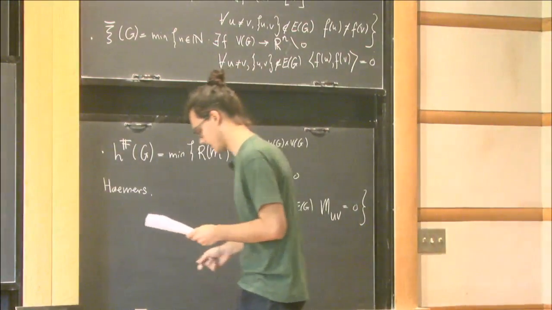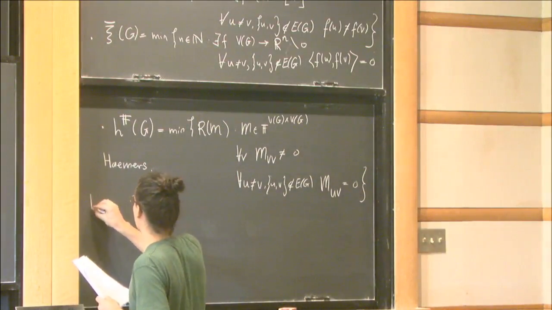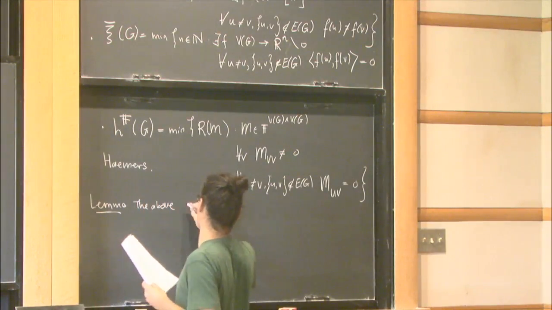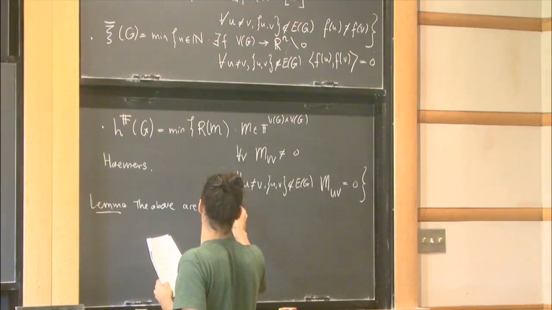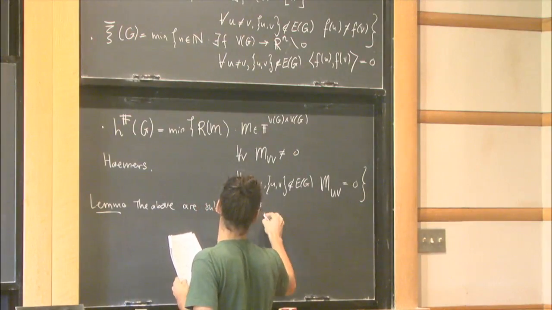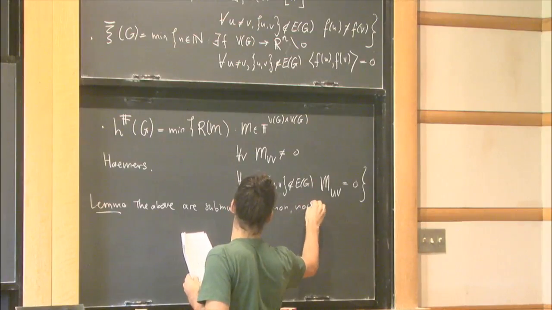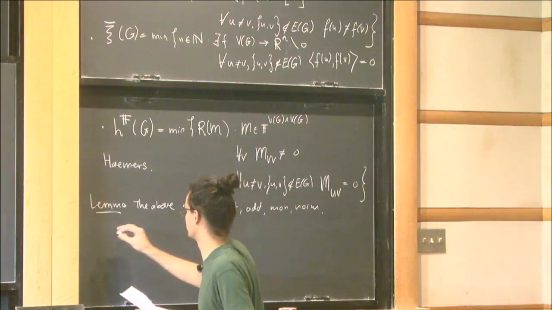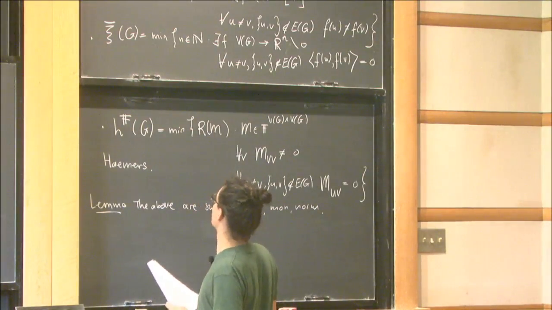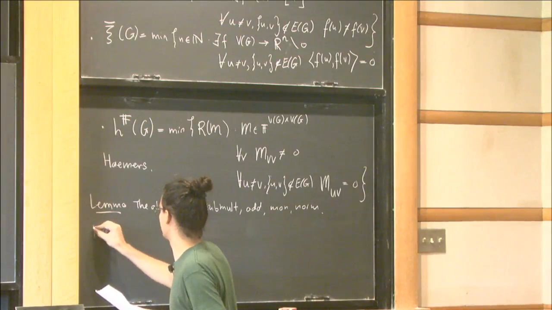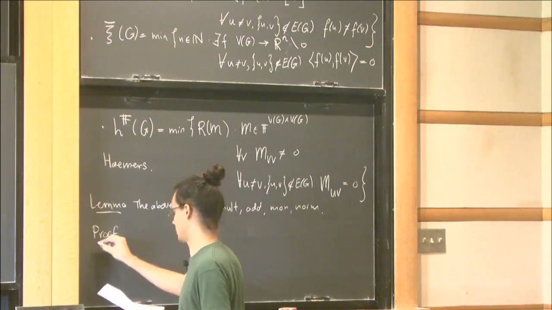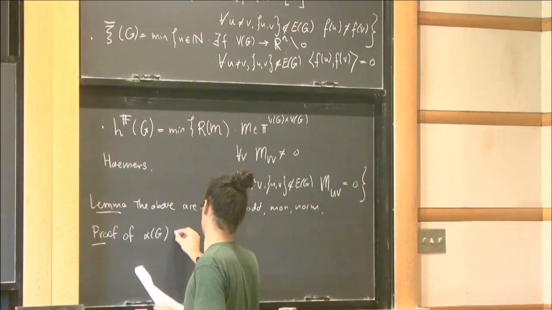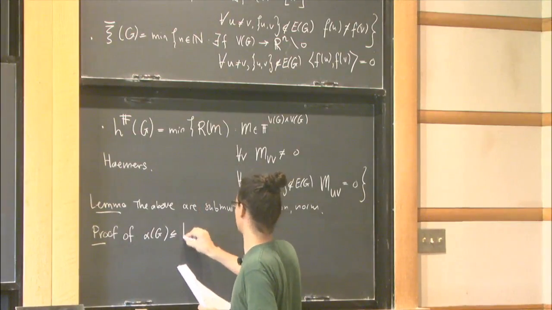So let me write it down. Lemma. The above are submultiplicative, additive, monotone, and normalized. So in particular, there are also upper bounds on the Shannon capacity. Okay, this already gives you upper bounds on the Shannon capacity. I'm not going to prove this lemma, but let me prove one consequence. Proof of the fact that this is very simple, so that the independence number is smaller than the Haemers bound.